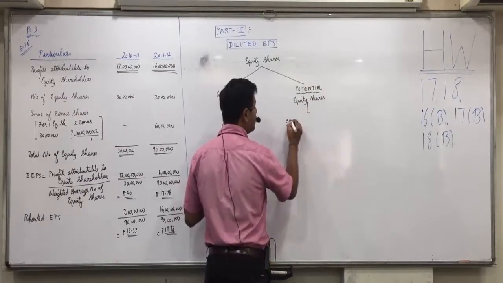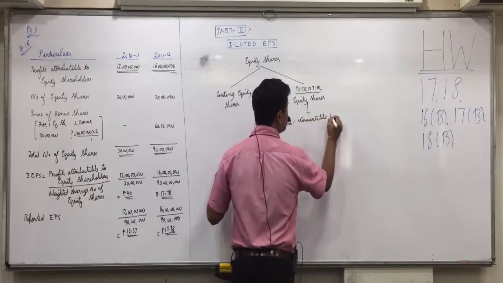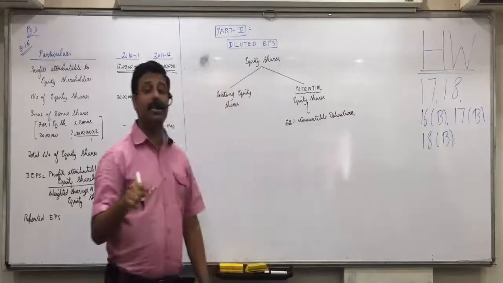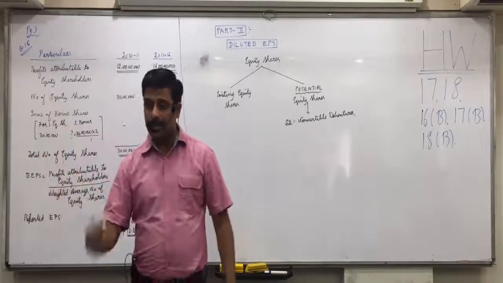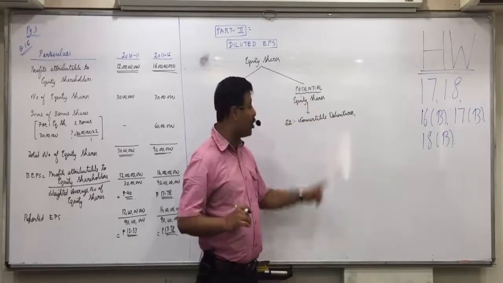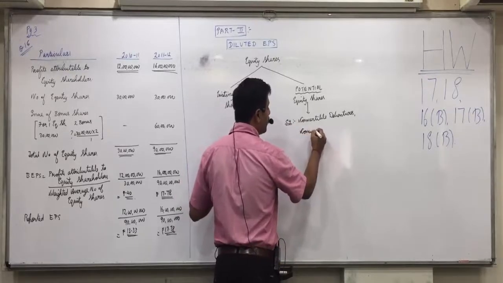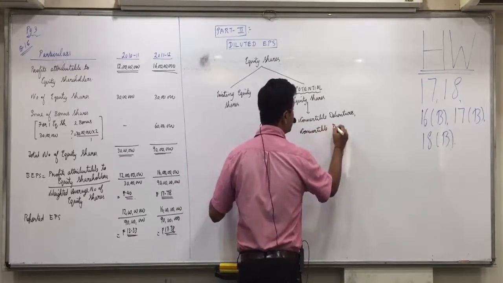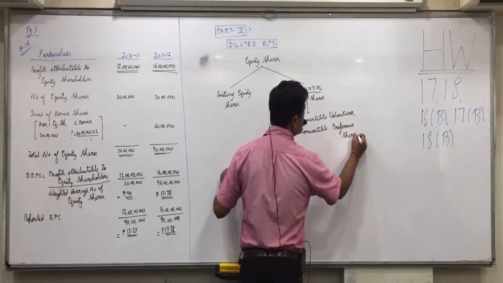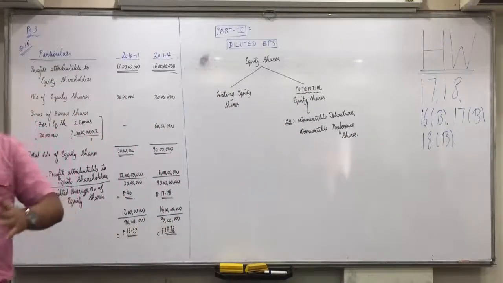For example, convertible debentures. Presently they are debentures, but in future convertible means they get converted into equity shares. So these debentures have potential of becoming equity shares in future. They are called potential equity shares. Convertible preference shares. Presently they are preference shares, but they have potential of becoming equity shares in future.